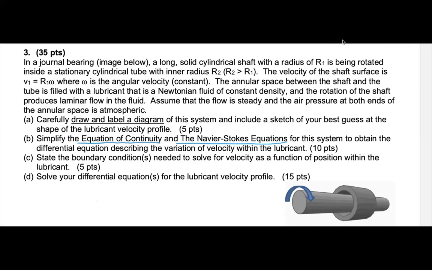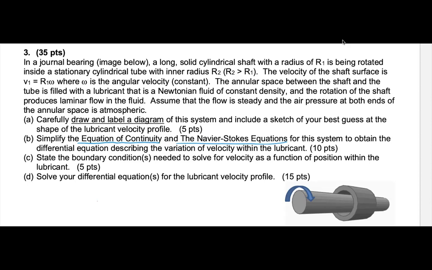So first things first is to read the question. In a journal bearing, a long, solid cylindrical shaft with a radius of R1 is being rotated inside a stationary cylindrical tube with an inner radius of R2, and R2 is greater than R1. The velocity of the shaft surface is V1 = R1 omega, where omega is the angular velocity constant.